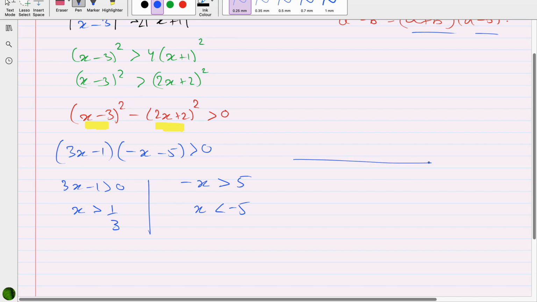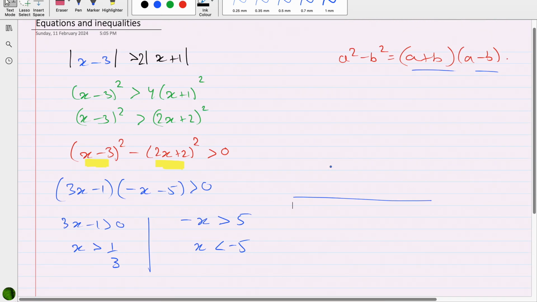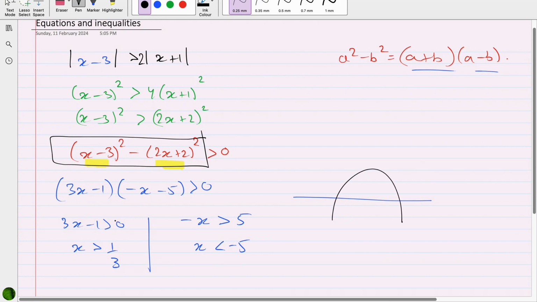We always go through a check. If I had simplified this equation, I would get a negative sign on x square, so that is a sad face, and it is greater than 0. So this is my final answer.